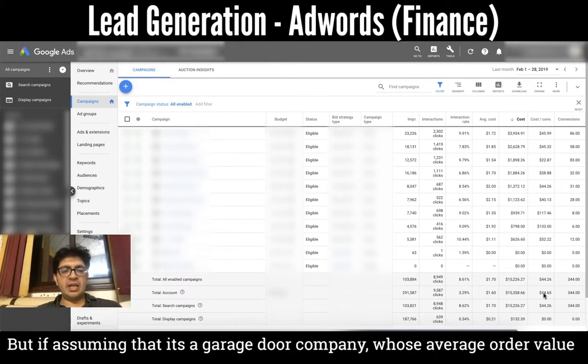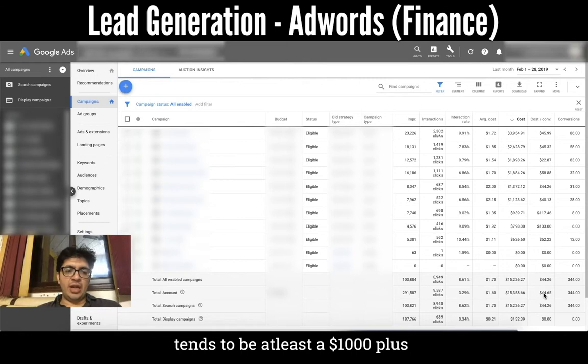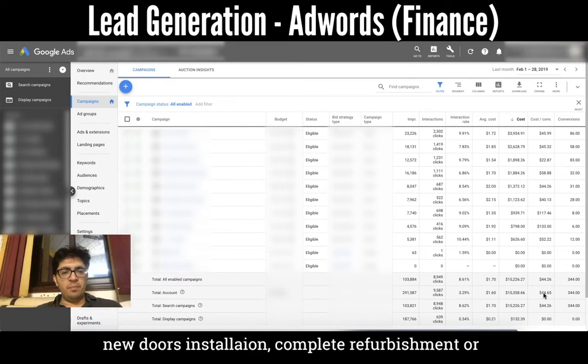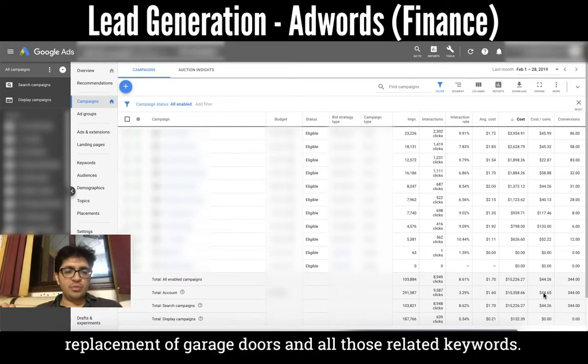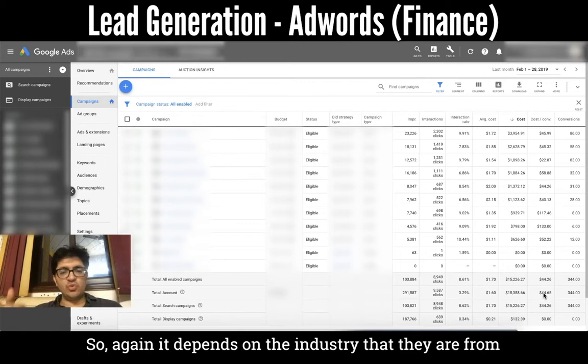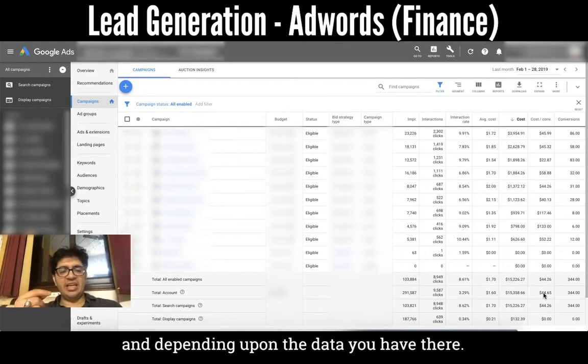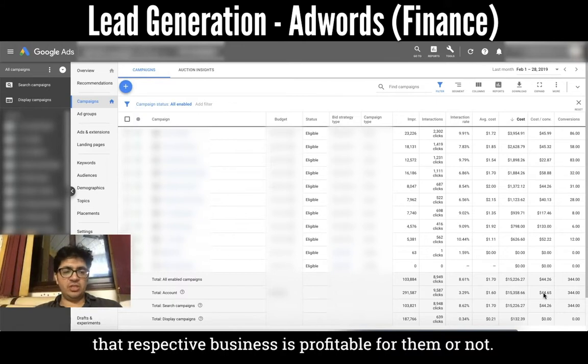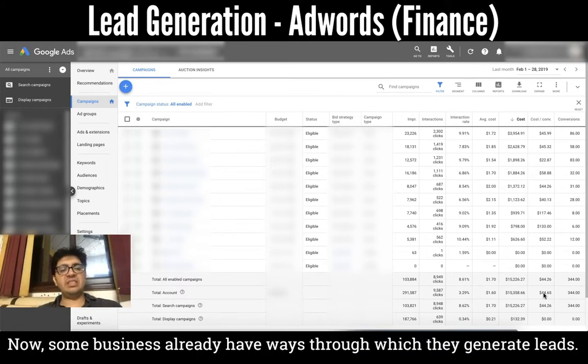But if it's a garage door company whose average order value tends to be at least $1,000 plus, they might have small jobs, but then they also get inquiries about new door installation, complete refurbishment, or replacement of garage doors, and all those related keywords. So again, it depends on the industry that they are from, and depending upon the data that you have, you need to analyze whether a particular cost of lead generation for that respective business is profitable for them or not.